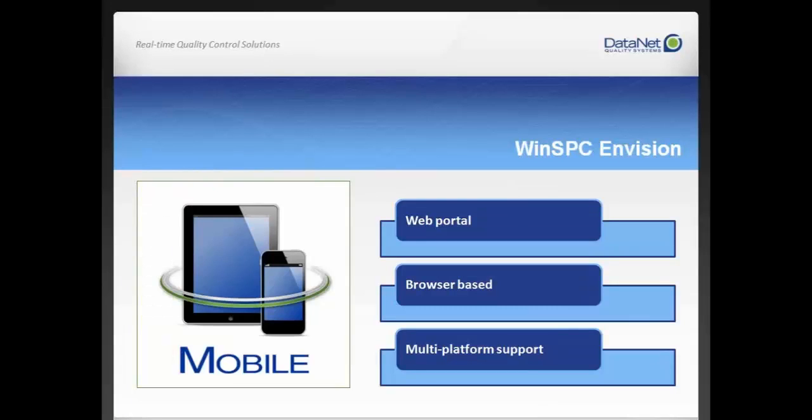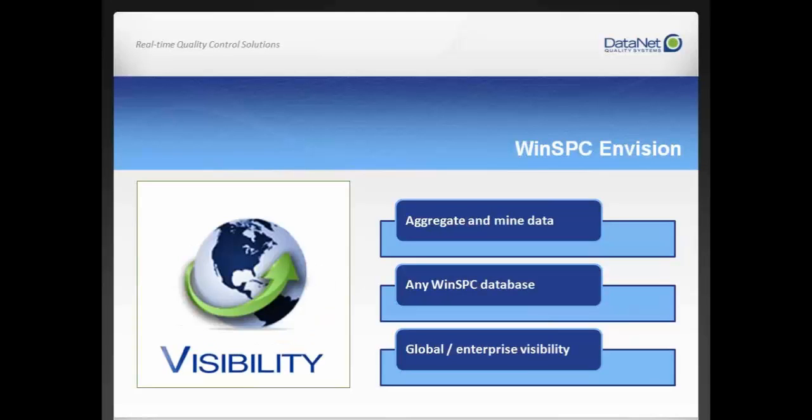As you may have heard, there's three main elements of Envision that we'll be exploring here today. First is mobility, where users can access WinSPC data through the Envision web portal on any mobile device or any PC. We often hear from our customers that they're looking for portability across many computing platforms for their various user groups. Second is visibility, allowing users to mine and aggregate data from any WinSPC installation across the globe.